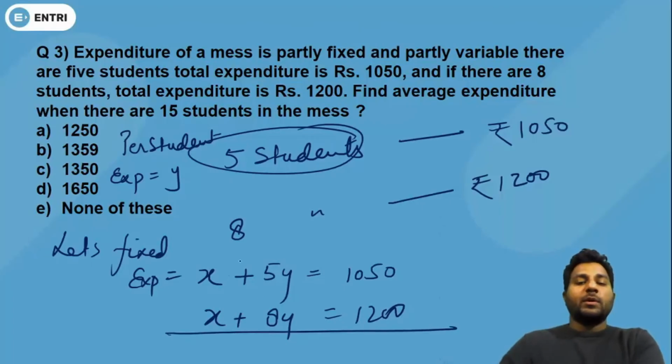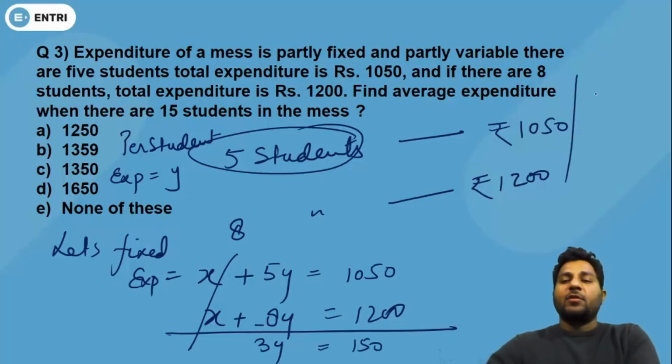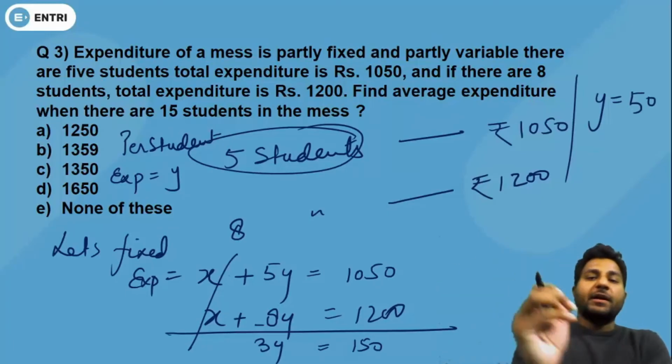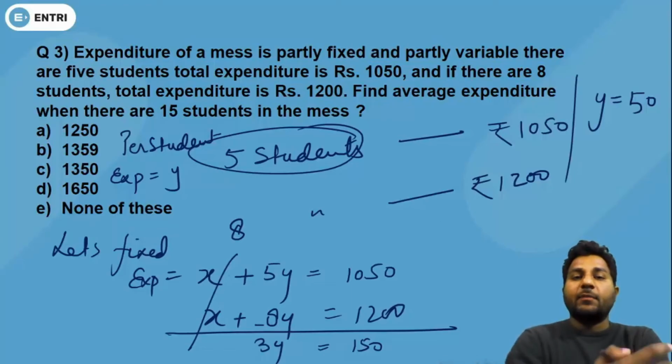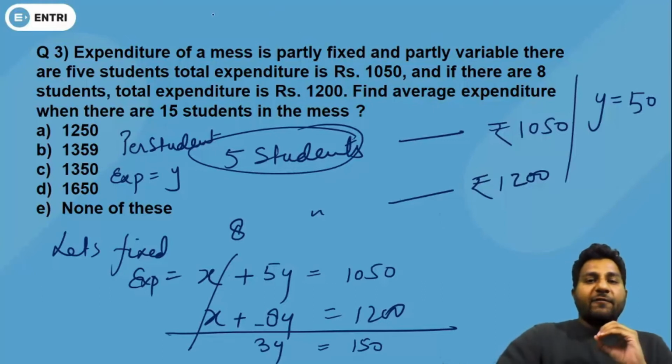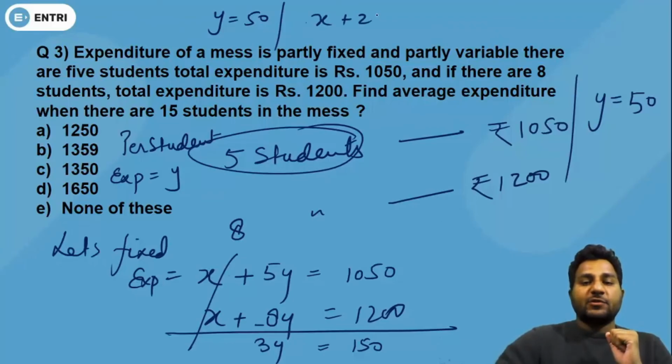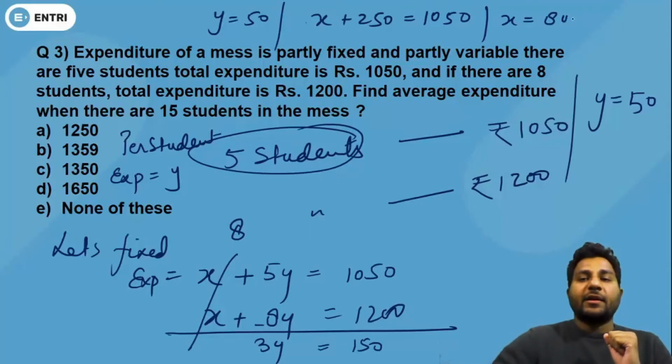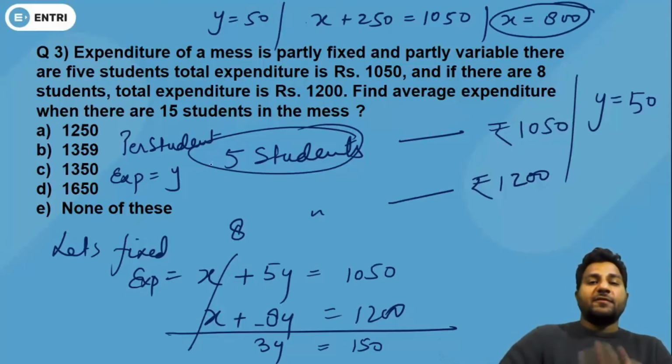Now what will we do? We will eliminate this X by subtracting. So 3Y equals 150, which means the value of Y will come to 50. So we have figured out the variable value, which depends on the per student. If Y is 50, we have to find the value of X. X plus 250 is equal to 1050, which means the value of X is equal to 800. Now the fixed amount we have figured out is 800.